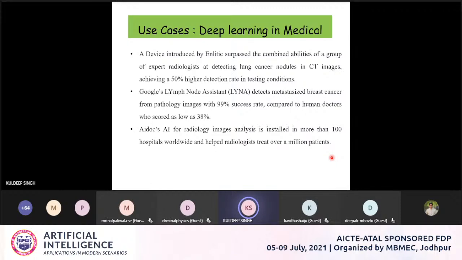Similarly, Google's lymph node assistant, they call it Lina, is able to detect breast cancer from pathology images, and that too with a 99% success rate. However, in this particular domain, human doctors have an accuracy of somewhere around 38%. So the list is endless. There are n number of applications of AI, machine learning, and deep learning in the field of medical image analysis.